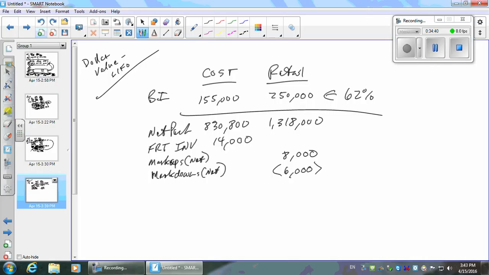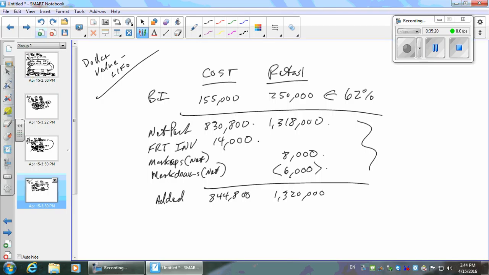Okay, and now what I'm going to do is add up everything that's new this year, just like on the last problem. I'm doing exactly the same as on the last problem. We're not using the inflation and all of that. So what is this added here? Purchases acquired: 830,800 plus 14,000, 840,480. And then how much is the sales price of it? 1,318,000 plus 8,000 less 6,000, 1,320,000.